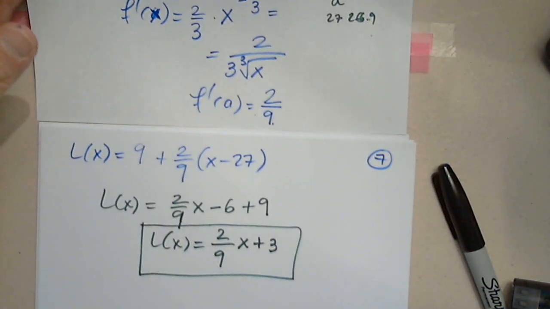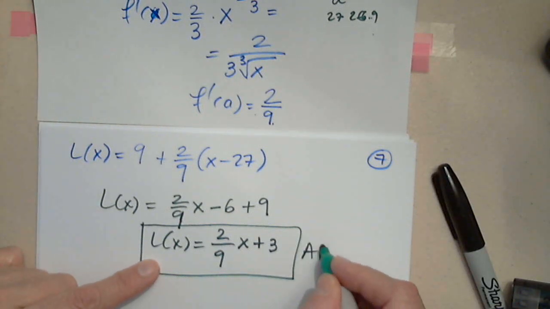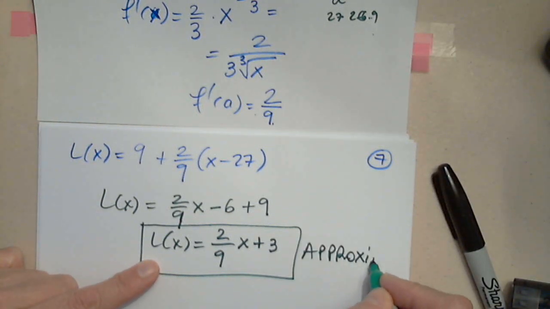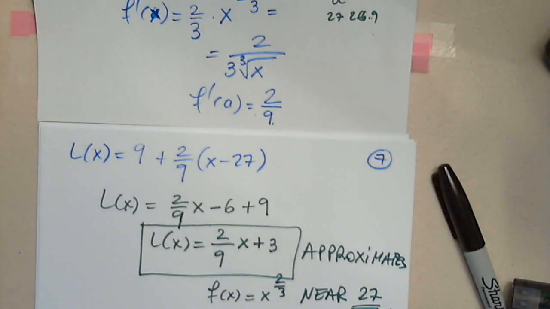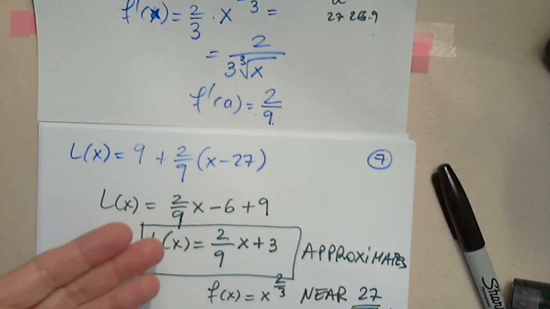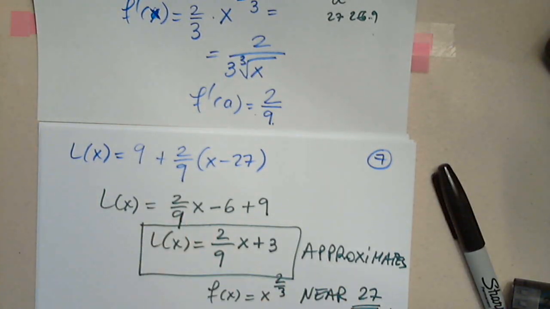Again, what does this mean? This approximates f of x, which is x to the 2/3, near 27. So if you have something close to 27, if you use this or use this, you're not going to make a big error. You will make an error, but it's not going to be big.